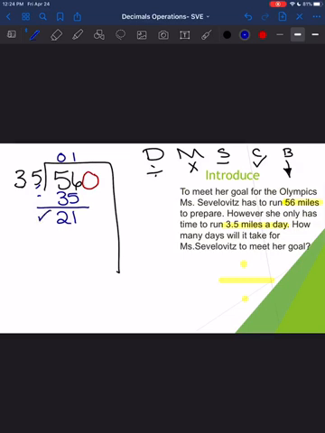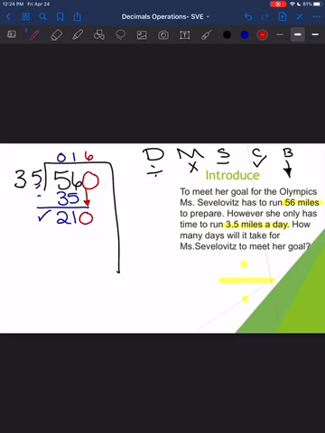And then I'm going to bring down my 0. So now I'm going to divide 210 by 35. How many groups of 35 can I get out of 210? The best possible answer is 6.